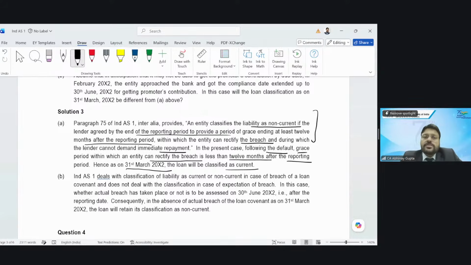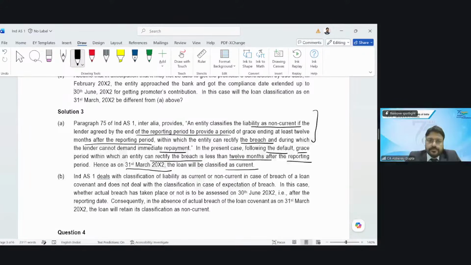Why? Because the grace period is allowed only until 30th June, which is 3 months from the reporting date. So even if the grace period is allowed, it is allowed only for 3 months from the reporting date. So in that case, what will happen? The loan stands to be classified as current, at least on 31st March 2002.